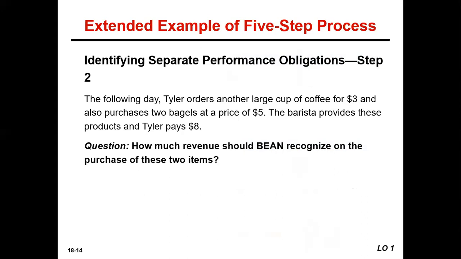So still under step 2, the following day, Tyler orders another large cup of coffee for $3 and also purchases 2 bagels at a price of $5. The barista provides these products and Tyler pays $8. Question: how much revenue should Bean recognize on the purchase of these 2 items?